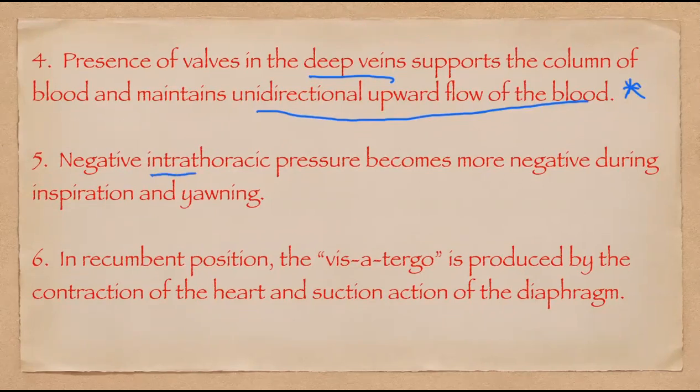Negative intrathoracic pressure becomes more negative during inspiration and yawning. You learn this in physiology, the pressures during respiration, which also sucks blood from the lower limb. In recumbent position, this force is produced by the contraction of the heart and suction action of the diaphragm. You will encounter all these mechanisms during the respiratory system also.